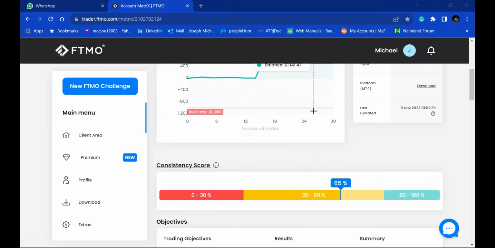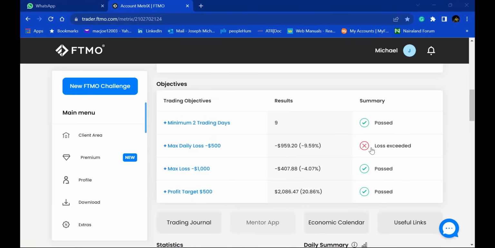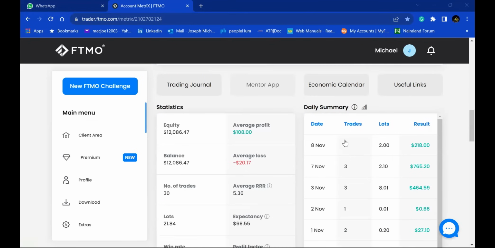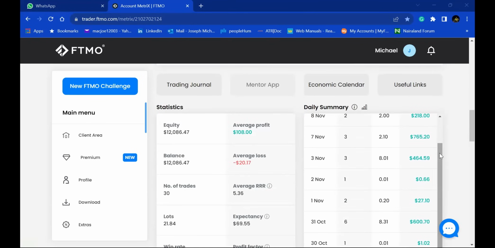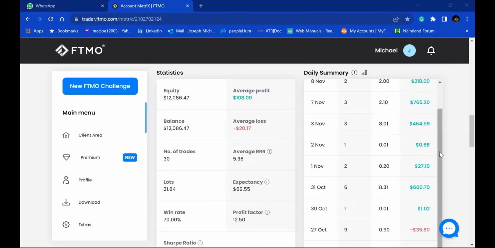Okay, based on this test, it stopped when I got to 65%. I want you to explain this to me. I don't know how, because my daily loss limit was initially $500, and in all my trades, entirely through the 14 days, I didn't lose up to $500.